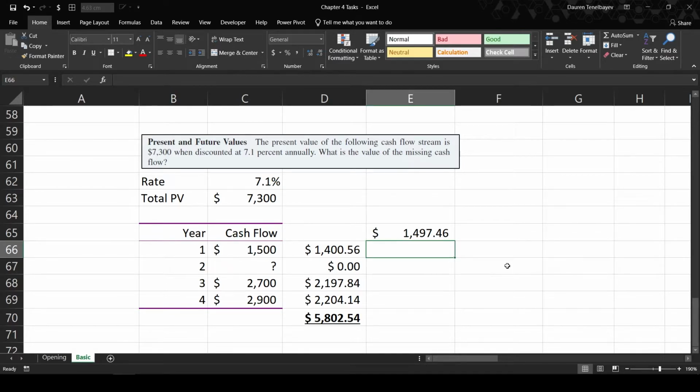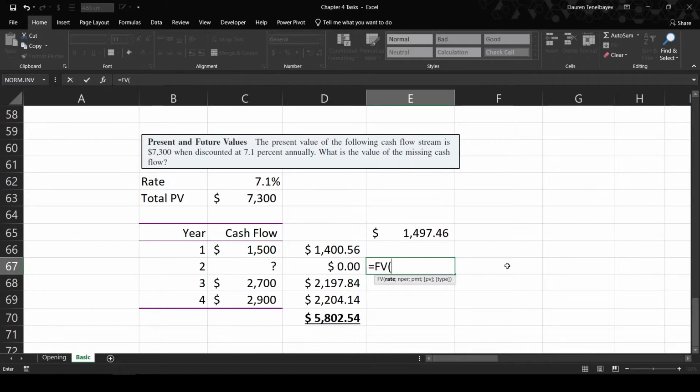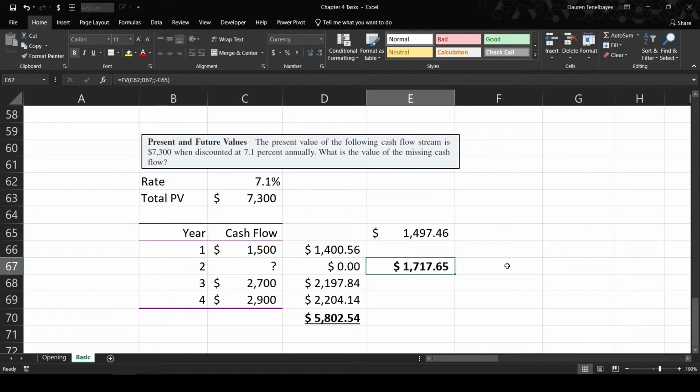So now we have to do the inverse calculation. This is our PV, and we need future value. That's why we use the formula of FV, rate is 7.1%, NPER is 2, and with minus present value. And here we are. The answer is 1,717.